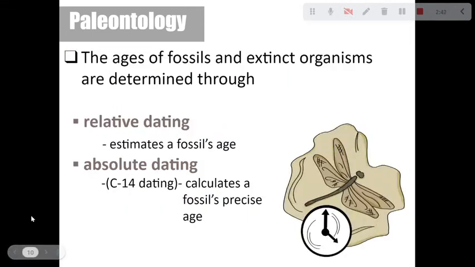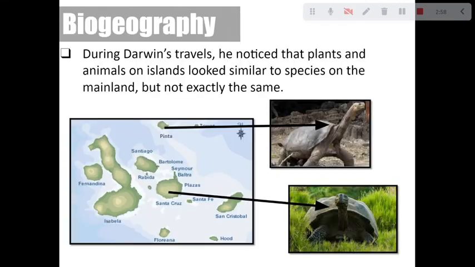Now, the ages of fossils and extinct organisms are determined through relative dating, which can estimate a fossil's age, and absolute dating. So, this is when we calculate a fossil's precise age.